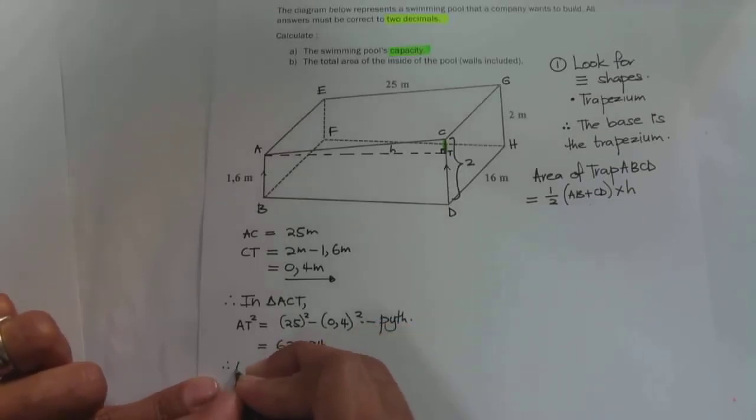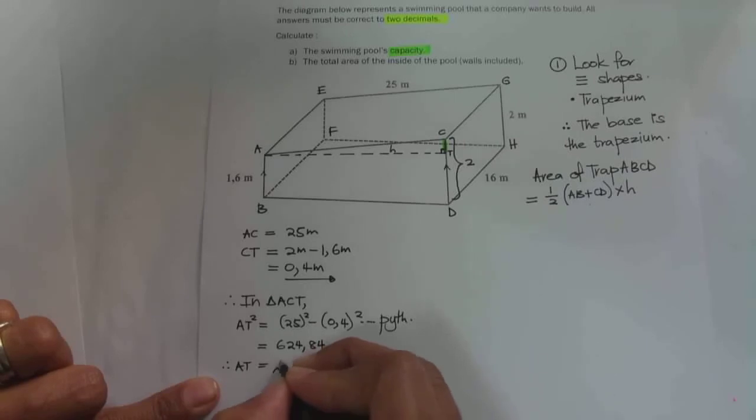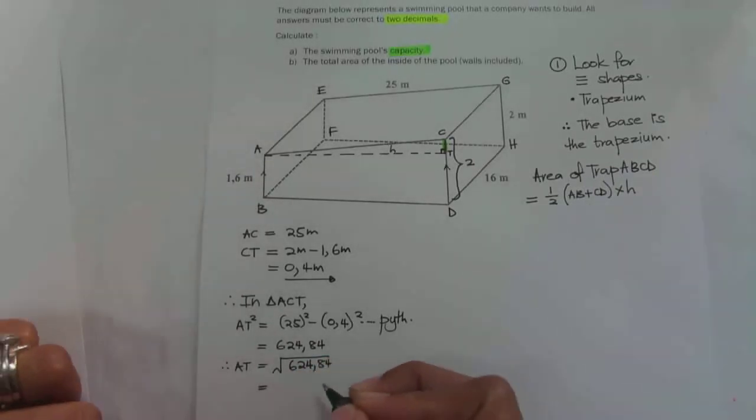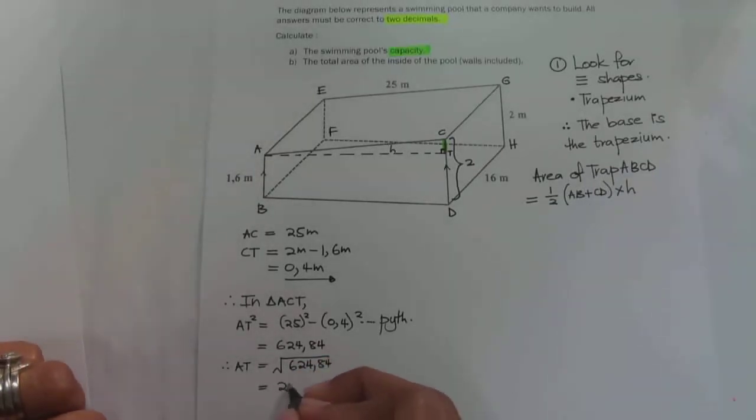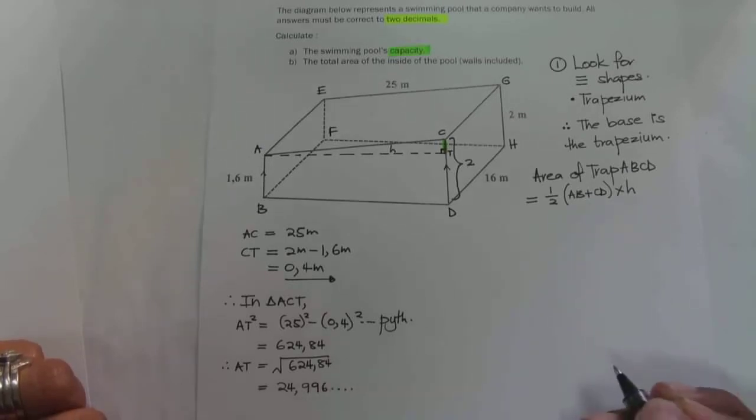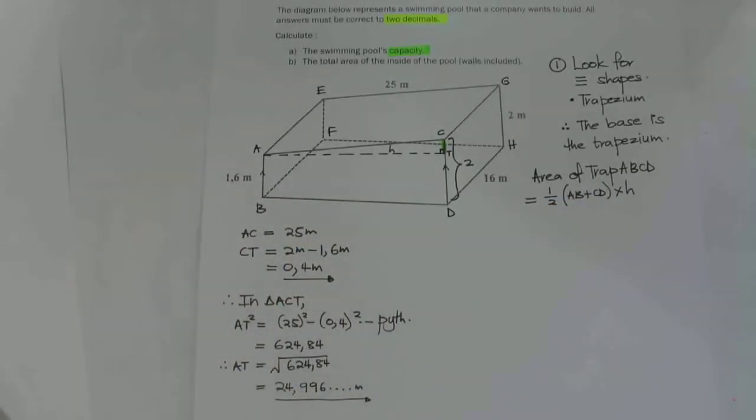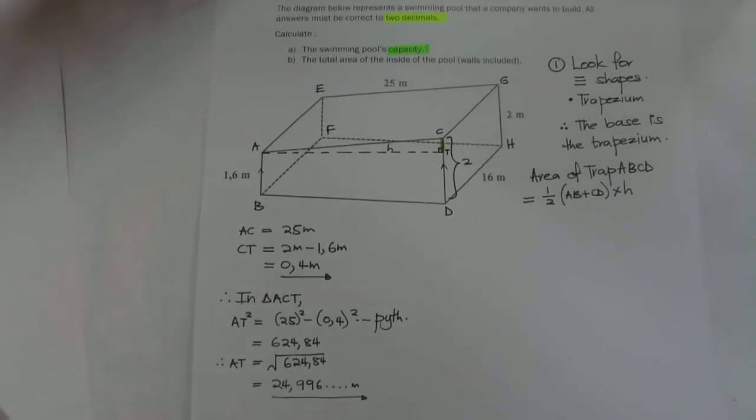Therefore, AT is equal to the square root of that, which is equal to 24,996 meters. Okay, so that's my height, represented as H. Now that's the first step in finding the area of the trapezium. Okay, now let's work out the area of the trapezium.